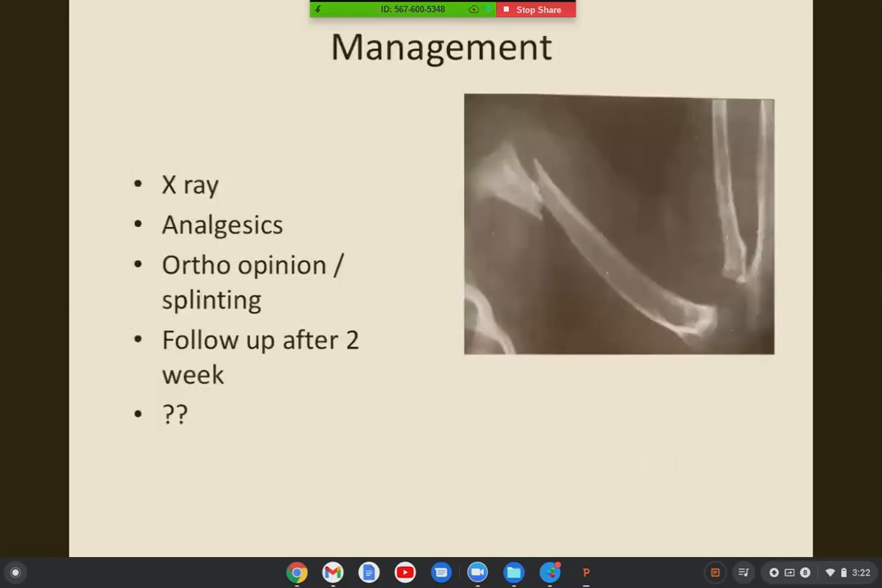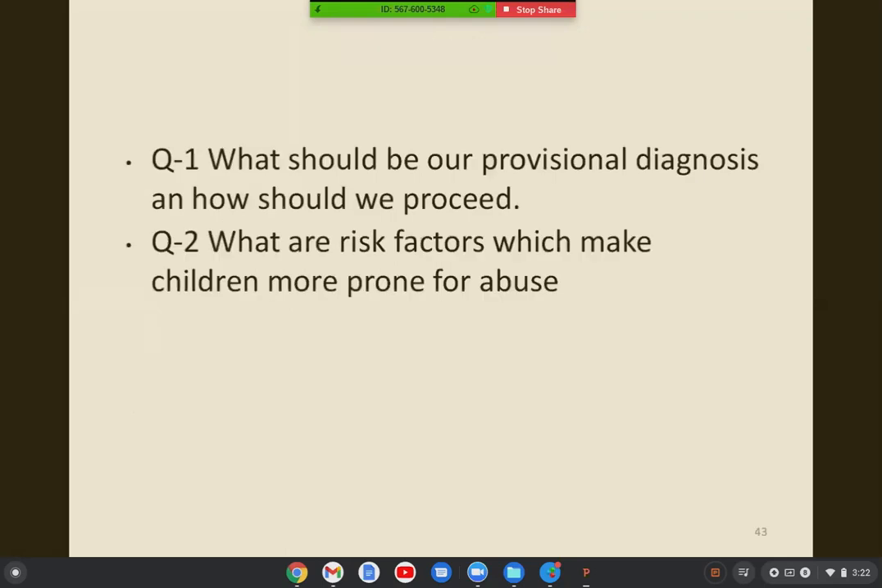X-ray reveals a fracture of the humerus. Yes, we are going to go for an X-ray. We are going to go for analgesics, orthopedic consultation and splinting, with follow-up after 2 weeks. Is it so? Let's see.